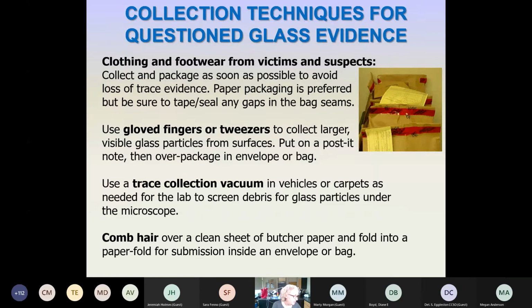We also really recommend the use of trace evidence vacuums for larger areas such as vehicle floor mats or carpets. And then if you have hair from a suspect that you think may still contain glass fragments, just take a clean comb and comb that over some clean butcher paper and fold it into a paper fold for us.